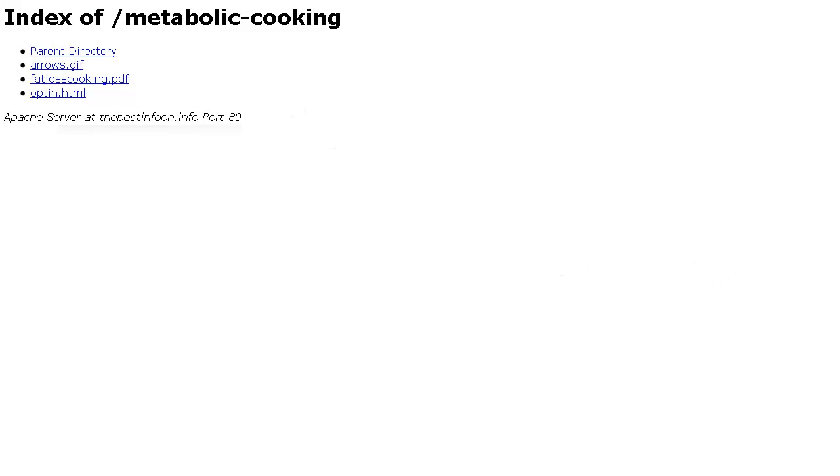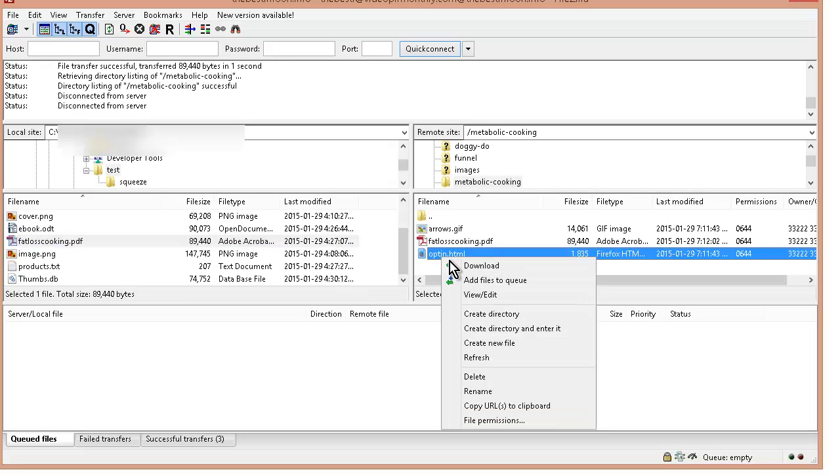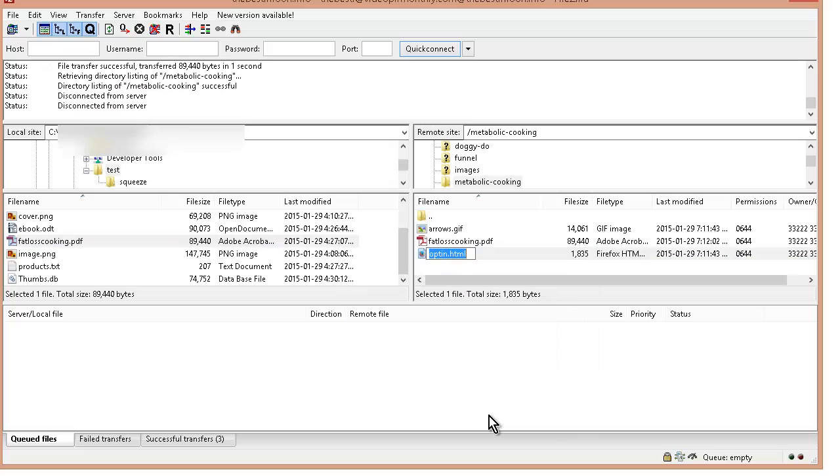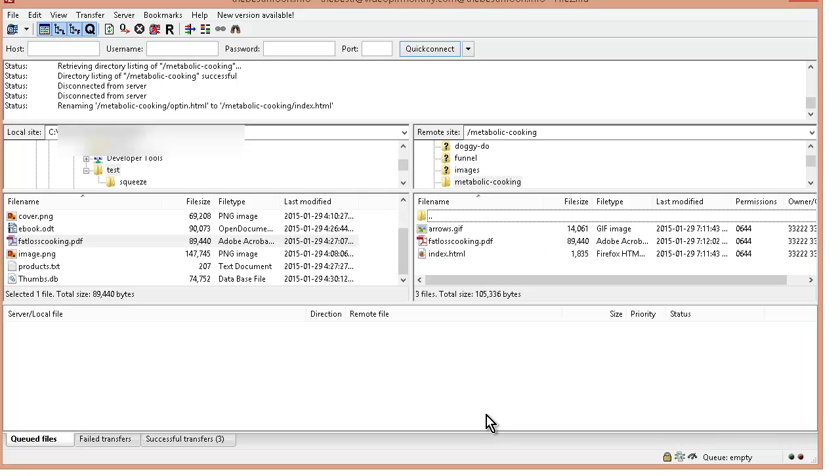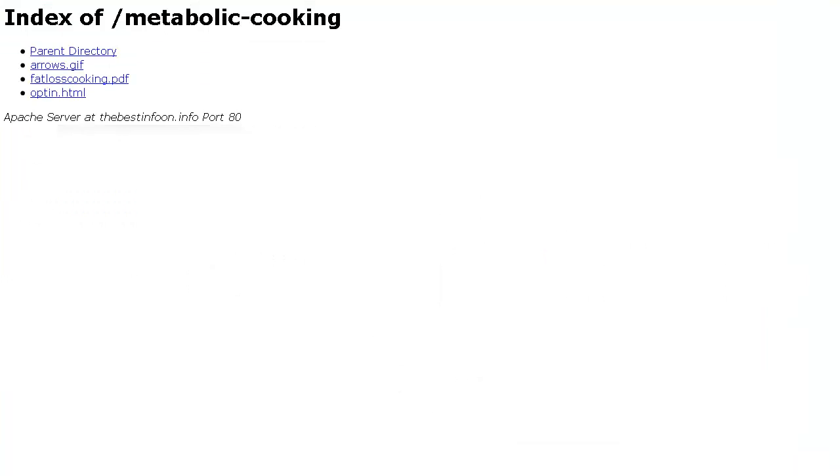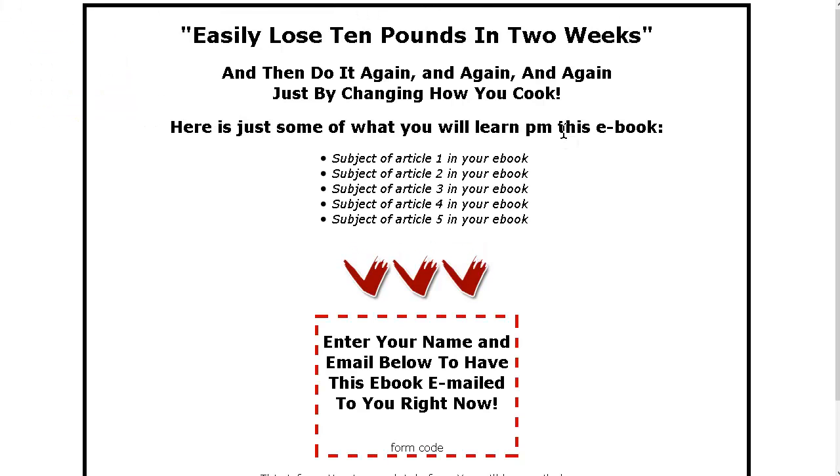Now take note of what's happening here. We're getting this screen because this file is named opt-in, and it should always be named index. Let's just go here and rename this, and I'm just going to call it index. Now let's refresh here, and now it'll work properly. So make sure you rename that index.